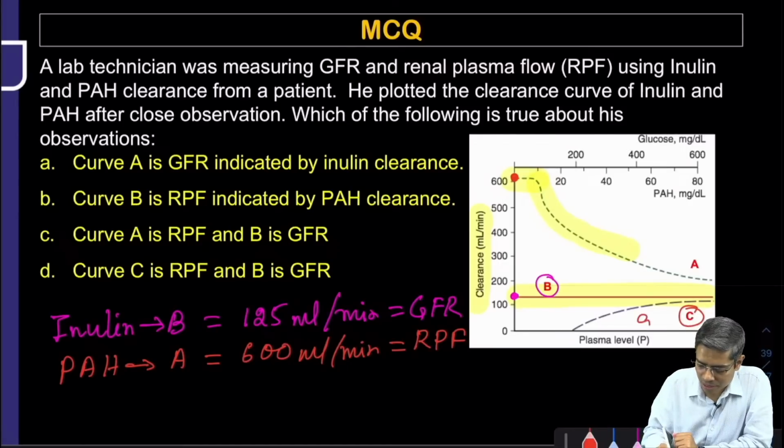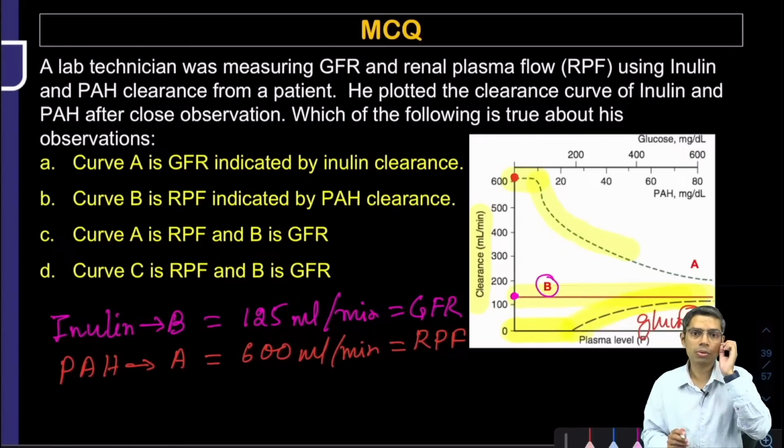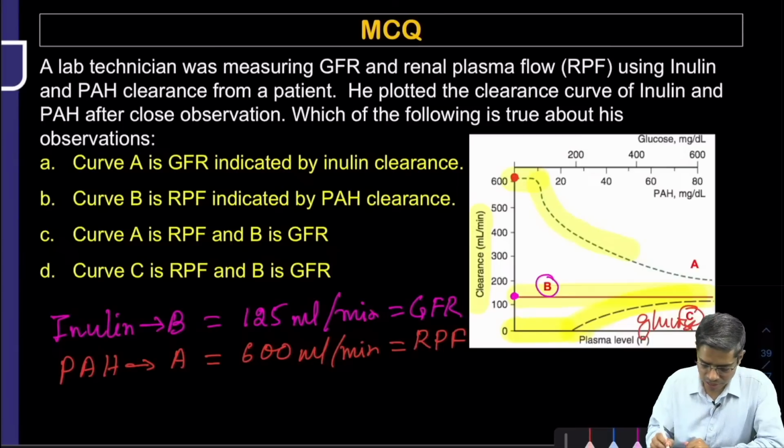Curve C is the clearance curve of glucose, okay. So, glucose clearance initially is 0, later on clearance increases gradually, right. So, this is the glucose clearance curve. Now you can easily answer. So, curve A is the PAH curve.